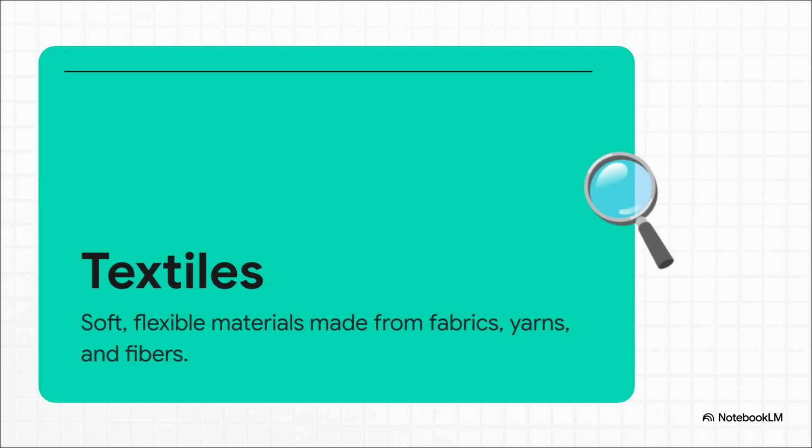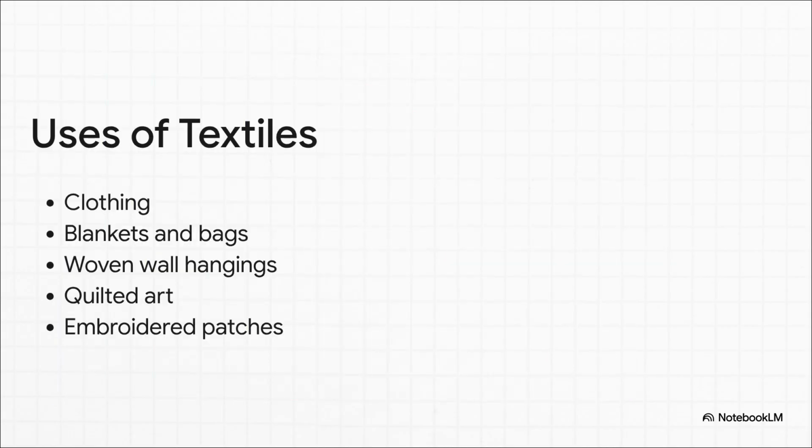And finally, we have textiles. So think fabrics, yarns, and fibers. Their language is all about comfort and texture and color. They're defined by being soft and flexible, and you can weave them, stitch them, or knit them into pretty much anything you can imagine. And this plays out in our lives every single day.